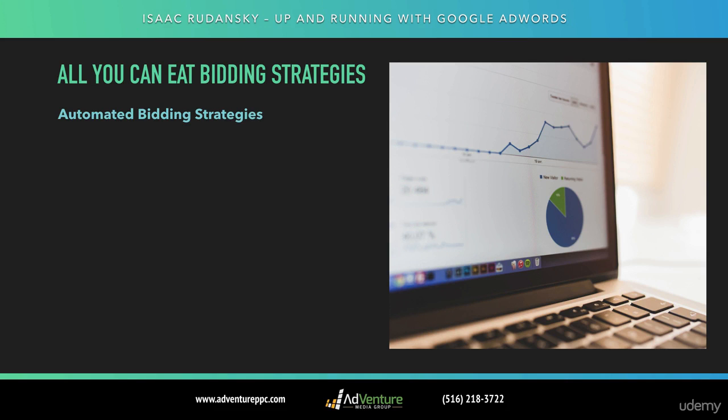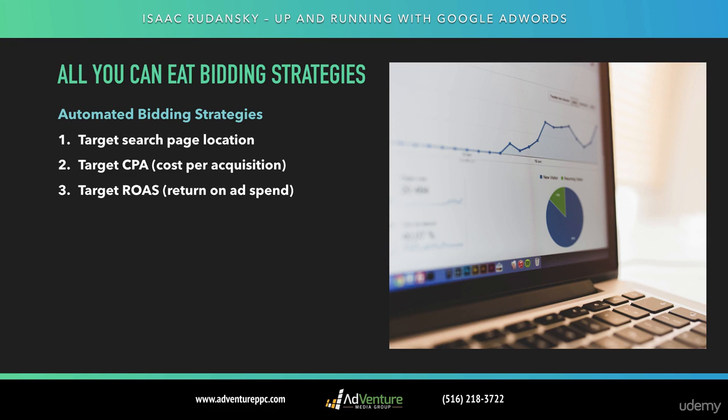We have the automated bidding strategies. The first one is targeting a search page location. The second strategy is target CPA. CPA stands for cost per acquisition. Acquisition is another word which is synonymous with conversion, so it could be considered cost per conversion. Obviously, we don't use the acronym CPC because that would be confusing with cost per click. Target ROAS, which stands for return on ad spend, not to be confused with ROI, which is return on investment. They're two very separate things, and we're going to get into that in much greater detail later in the course.